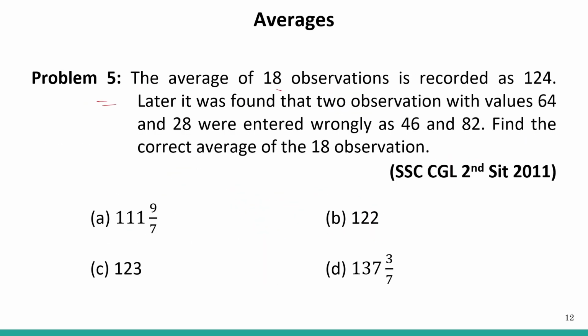The average of 18 observations is recorded as 124. Later it was found that 2 observations with values 64 and 28 were entered wrongly as 46 and 82. So find the correct average of 18 observations. Again, this question appeared in the SSC CGL second sitting 2011 paper. So let's see, is it 111 whole and 9/7 or one among these other 3?